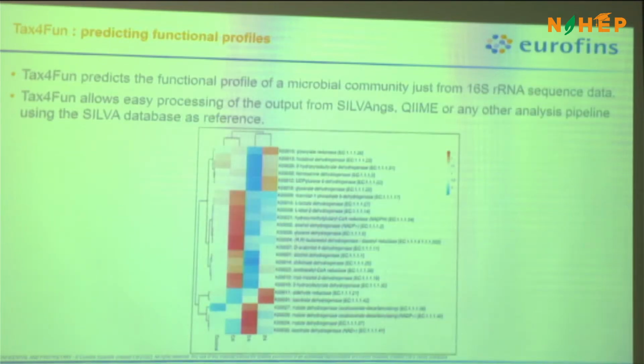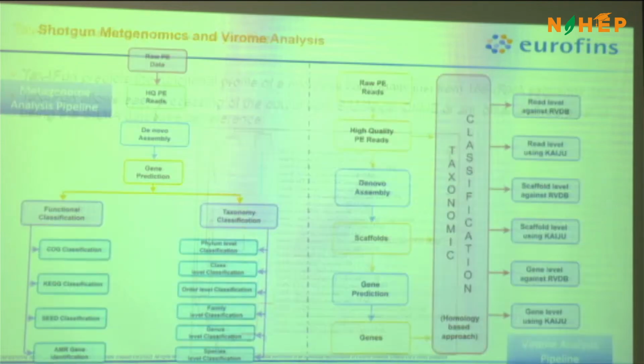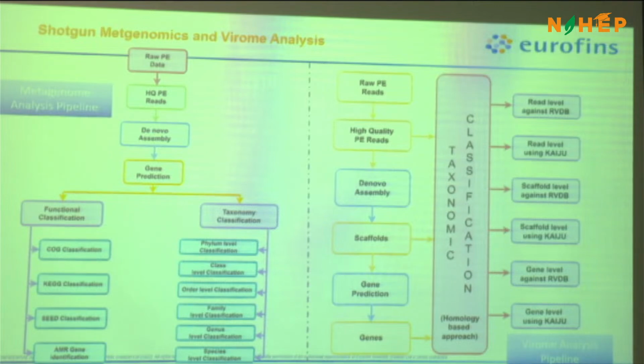There is a similar tool, Tax4Fun, which also does a similar approach. So PICRUSt2 and Tax4Fun are for functional abundance or functional classification in 16S only. So if you are doing a fungus sample with ITS and you want to do functional analysis, that's not possible because these are based on your 16S chemistries.